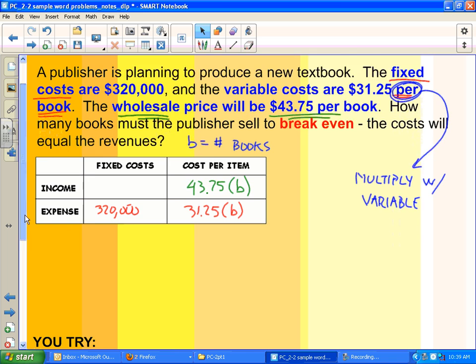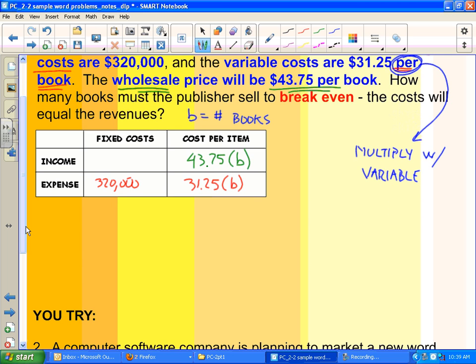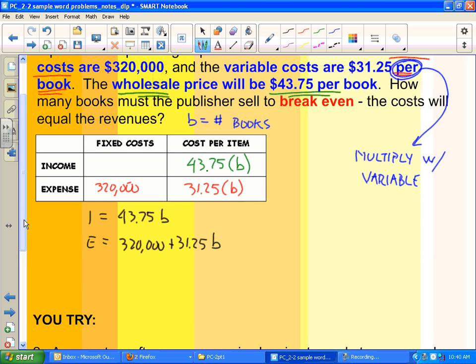I've got my income equation and my expense equation. So I, my income, is equal to $43.75 per book that I sell. E, my expense, is equal to my fixed cost, 320,000, plus 3125B. All right, there are my two equations. And some of you have that. That's good. Okay, what form are both of these equations in? What form is this one in?